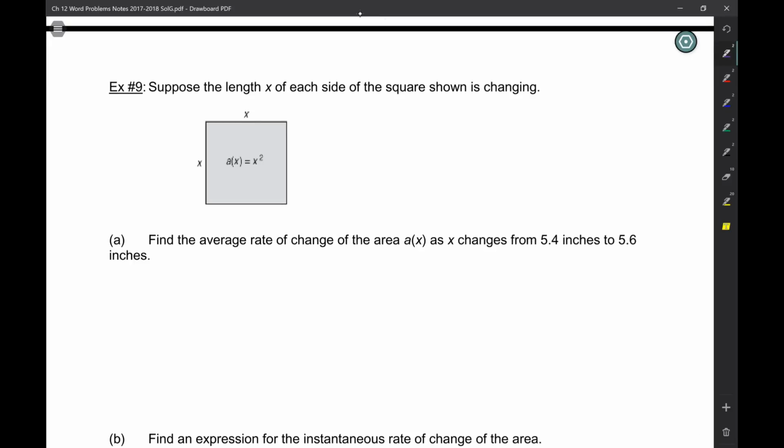This one's interesting. I've never solved this in pre-calc before. I'm going to give you a minute to read this, and then read that first question, A. Let's just think about that for a minute.